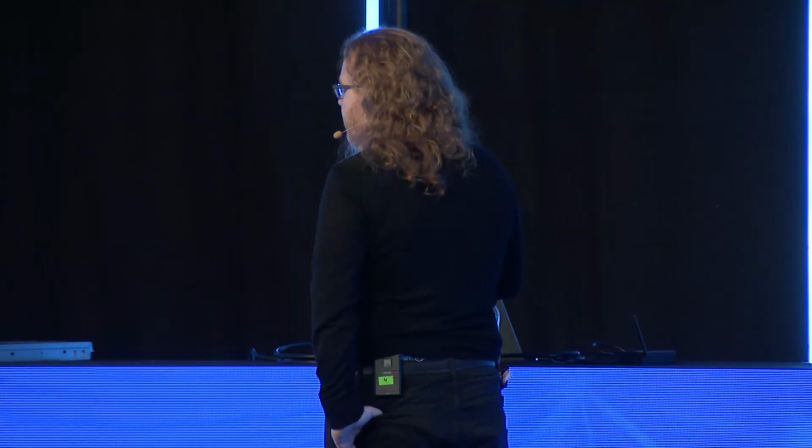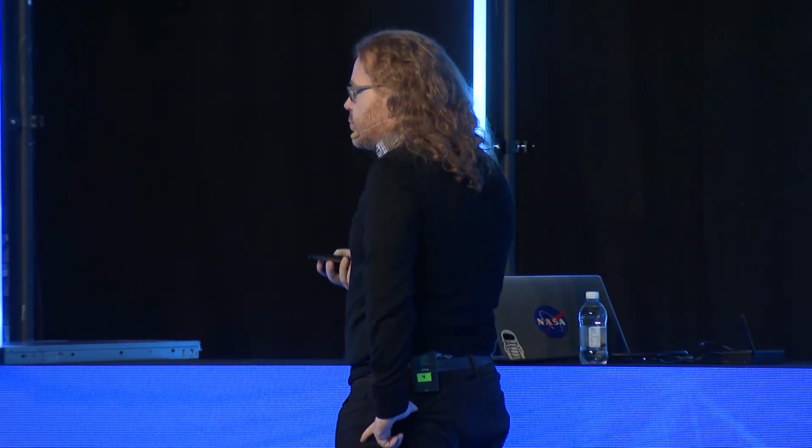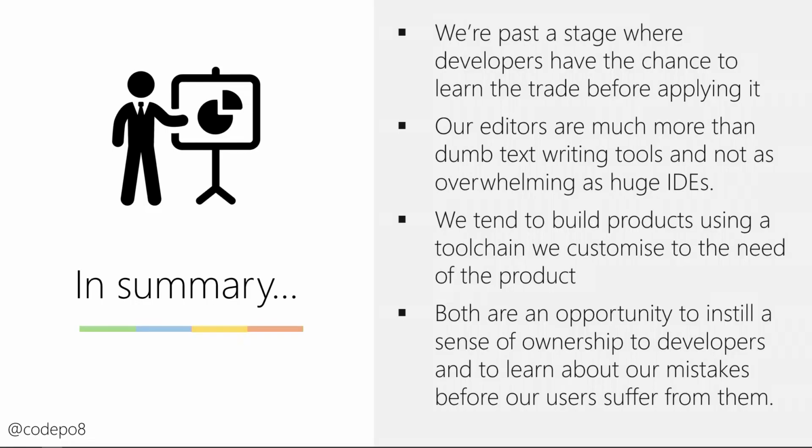We tend to build products using a toolchain we customize to the needs of the product. So if you build this in your company, if you optimize your company by having your own toolchain, put some of these tools in there that test the quality and tell people when something is wrong, and not just throw it over to a third-party QA company to do that for you. Both these editors and the toolchains are an opportunity to instill a sense of ownership in developers and learn about our mistakes before our users suffer from them.